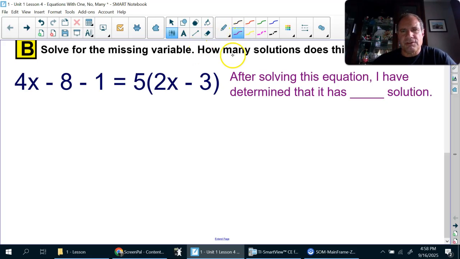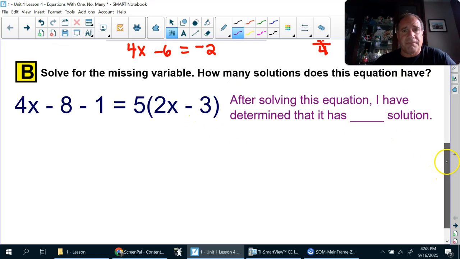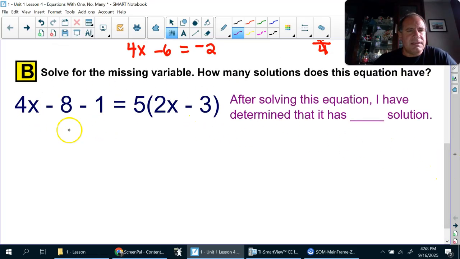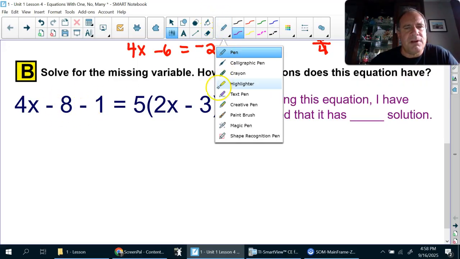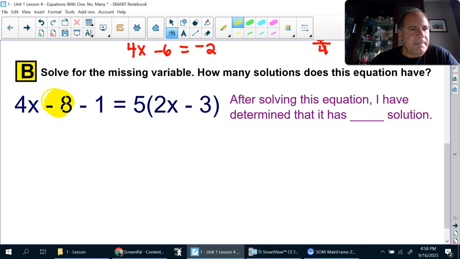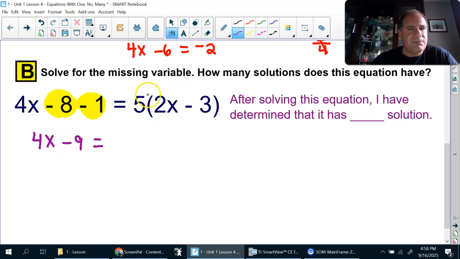How many solutions does this equation have? Let's solve it first, and then we could see exactly what's going on. So I see distributive property that I have to do, but I also have to combine like terms, the -8x and the -1x, right here and here. So let's go ahead and do that for x. -8 minus 1 is -9. Now that says two terms, and then we're going to do distributive property going from left to right.